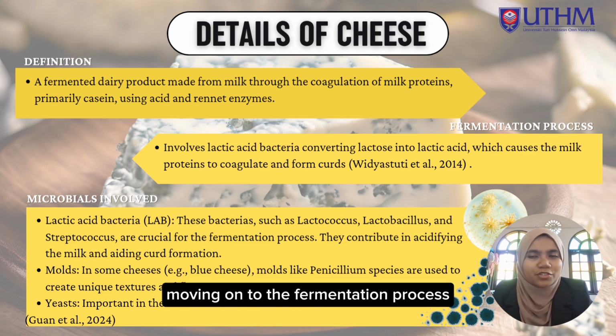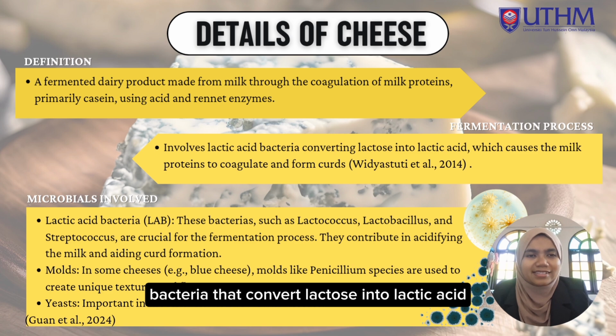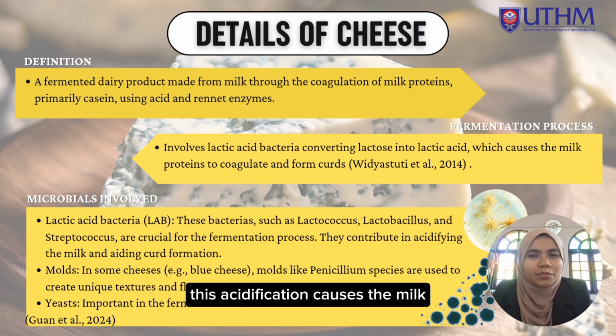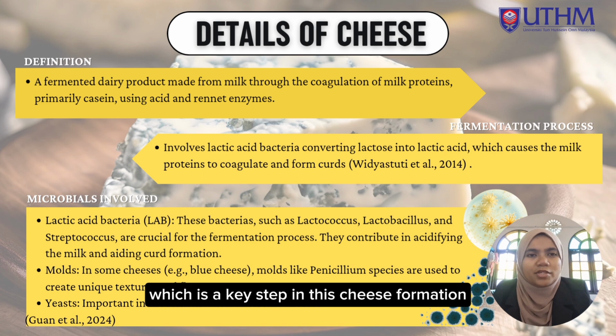Moving on to the fermentation process. Fermentation involves lactic acid bacteria that convert lactose into lactic acid. This acidification causes the milk proteins to coagulate and form curds, which is a key step in cheese formation.